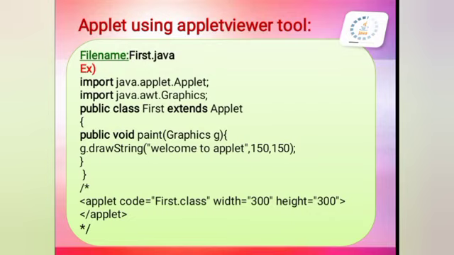Note it down. We will not create an individual HTML file. Instead of that, we use the same applet coding inside the comment section using the applet tag. So here, we mention it is a comment section. Inside it, we use the applet tag like applet code equals the file name dot class with 300 height and 300 width.